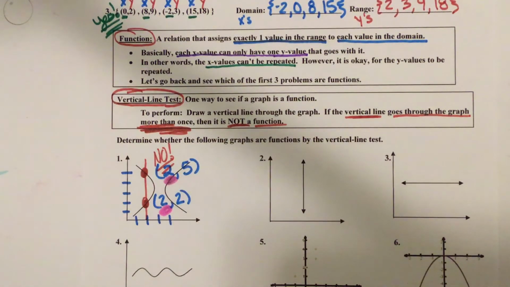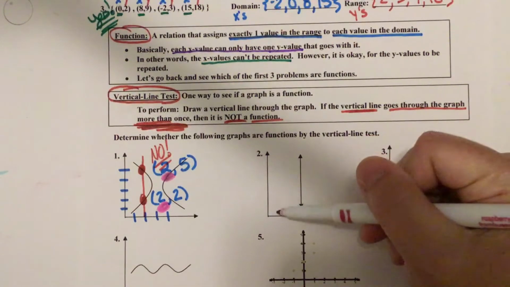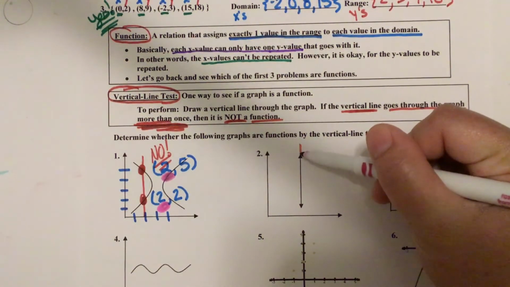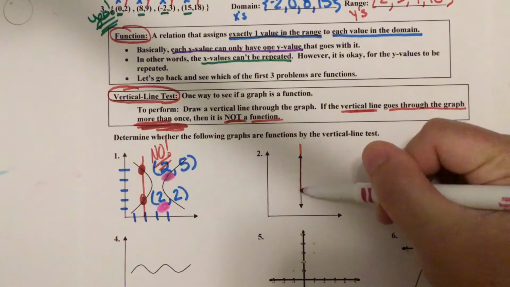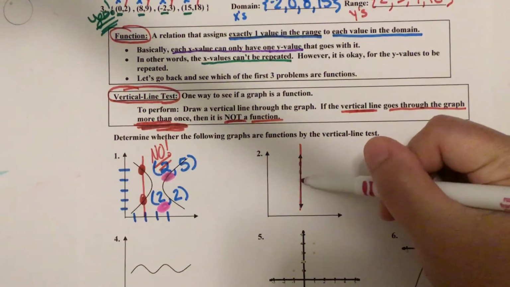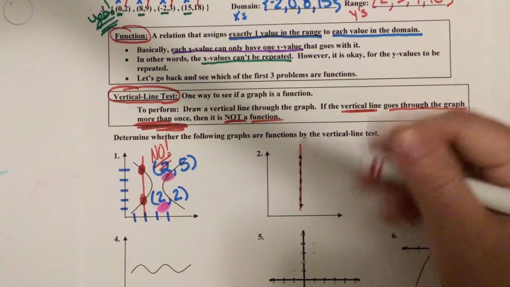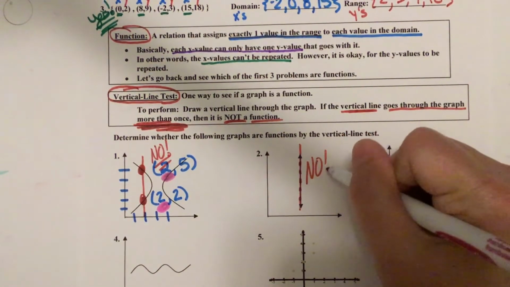Okay, looking at number 2. If I was to draw a vertical line right here, I wouldn't even touch the graph. But if I drew a vertical line here, I touch it here and here and here and here and here and here and here. I'm touching it everywhere along this line. So if a vertical line ever touches the graph more than once, then no, it is not a function.